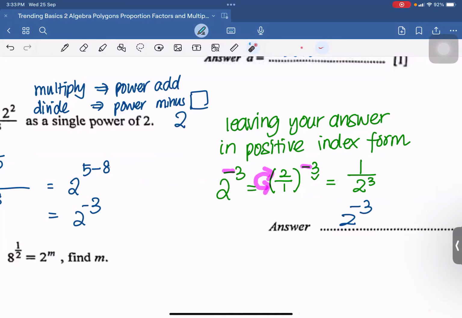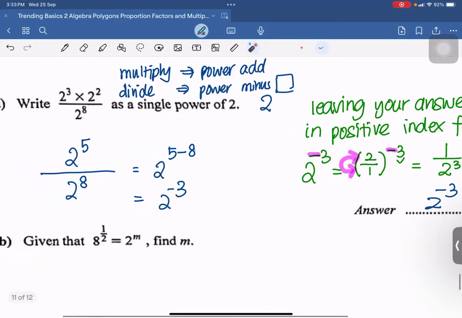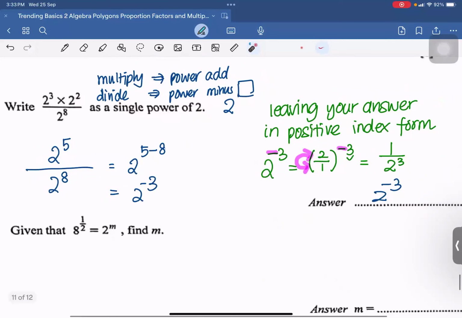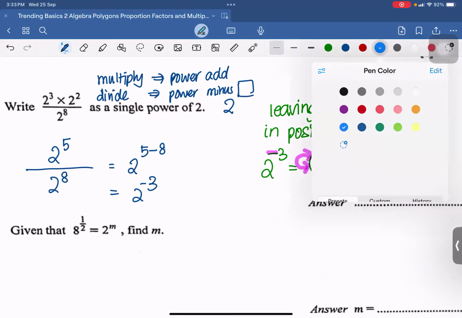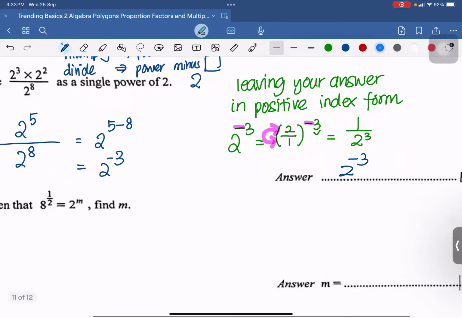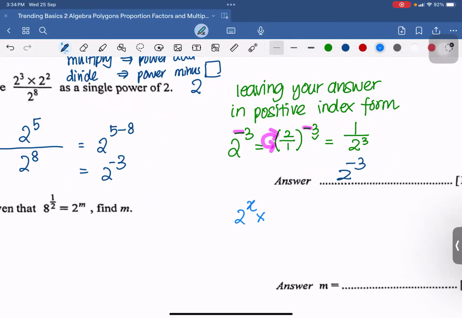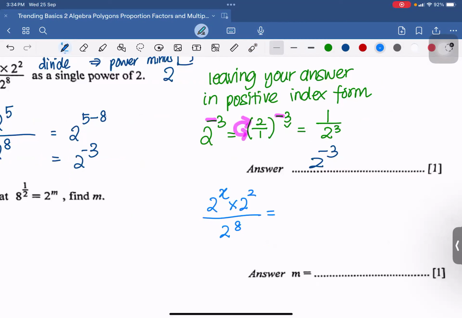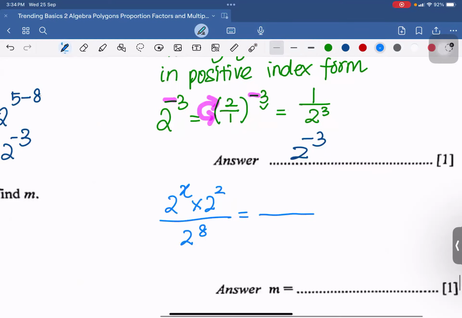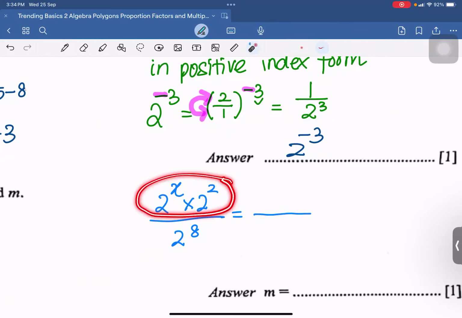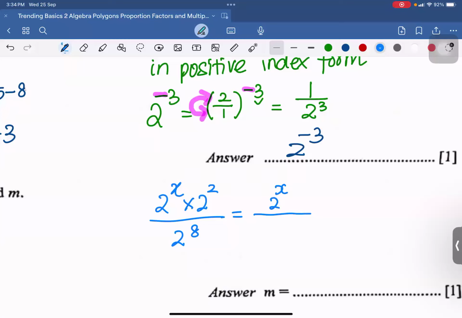Nowadays, the question can have something similar, but they can change the question to involve x. Let me give you another separate example. Let's say I change the question a bit: 2 to the power x times 2 to the power 2, over 2 to the power 8. Leave your answer as a single power of 2. How will you write this answer? What's going to be the one on top now? x plus 2. 2 to the power x plus 2. Then this is 2 to the power 8.